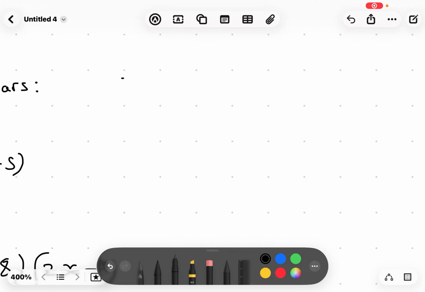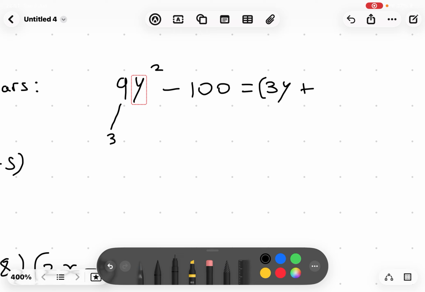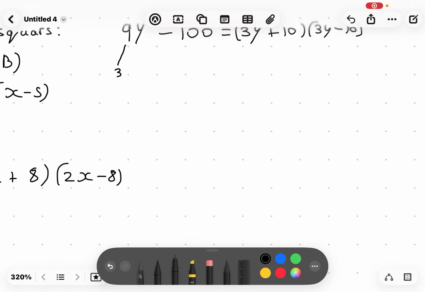After that, let's say we have something like this. Very easy again. 3, because 3 times 3 is 9. So 3y plus 10, because that's what gives 100. So yeah, that's the final answer.